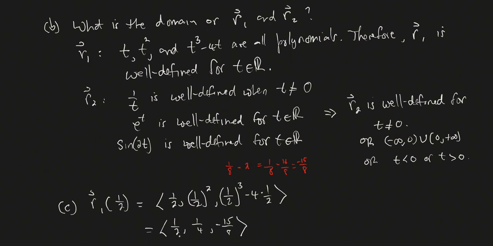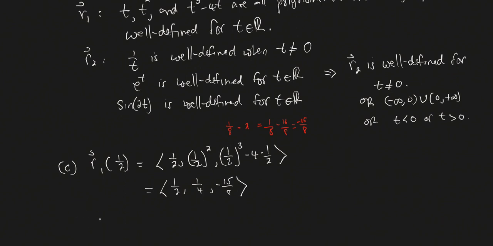And again, how to interpret this? We would interpret it that when t is equal to 1/2, this is the position vector that's produced by our function r1. So we would interpret it as the vector that starts at the origin and ends at this point, right? So the terminal point here is essentially the point on the graph of this vector function when t is equal to 1/2, right?